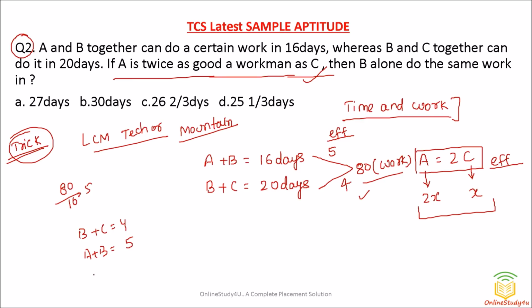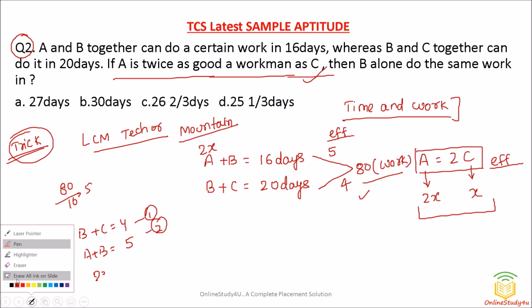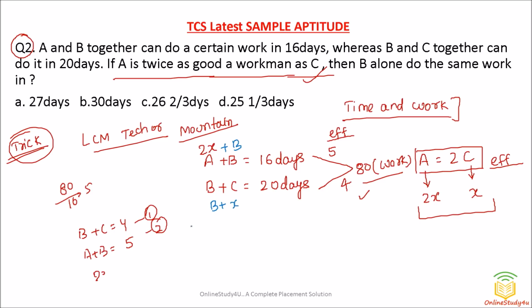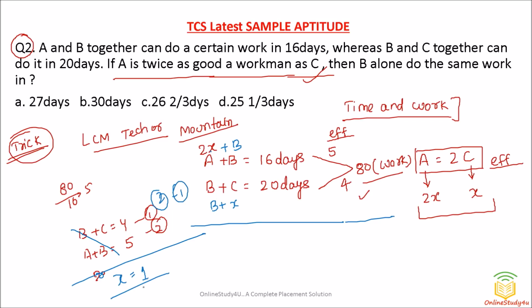So A's efficiency is 2x. I will write this in terms of an equation, because the efficiency of A we know is 2x. I will use some other color so that it will be easy for you to identify. Efficiency of A is 2x, B is the same, efficiency of B we do not know, C is x. Now I will subtract both, so B and B will cancel. 2x minus x will be x, and 5 minus 4 will be 1. So the value of x will be 1.